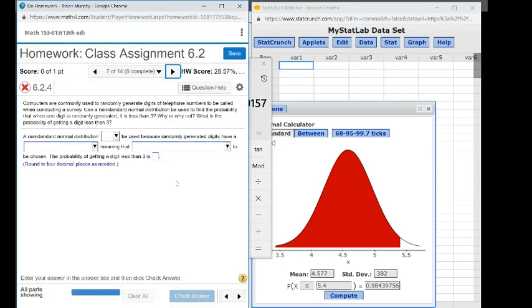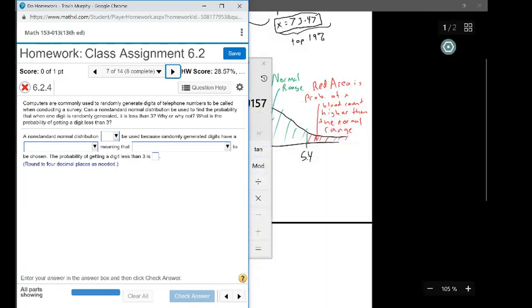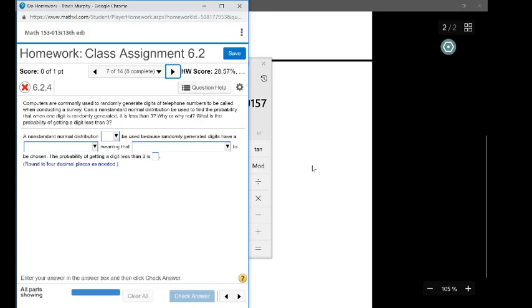Computers are commonly used to randomly generate digits of telephone numbers to be called. When conducting a survey, can a non-standard normal distribution be used to find the probability when one digit is randomly generated it is less than 3? Why or why not? What is the probability of getting a digit less than 3?